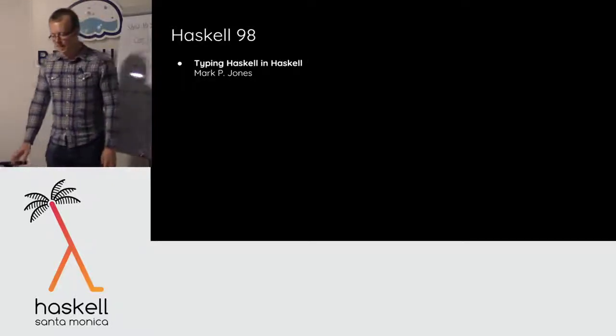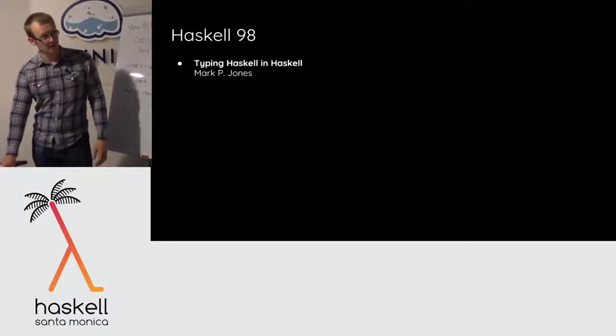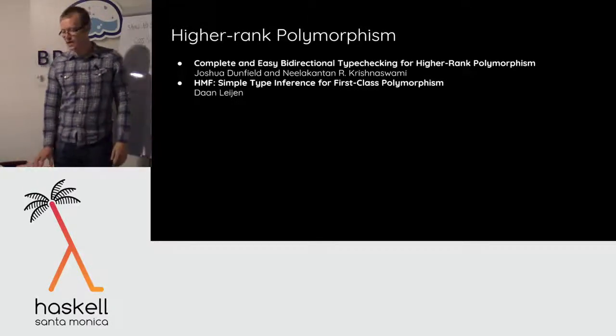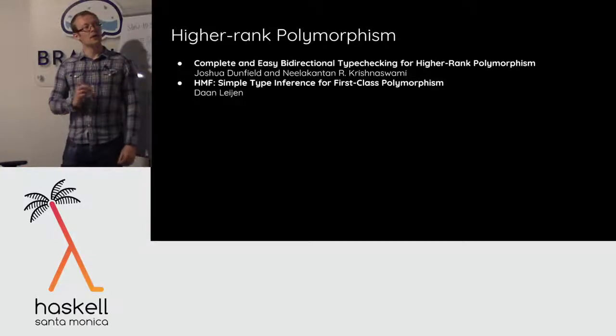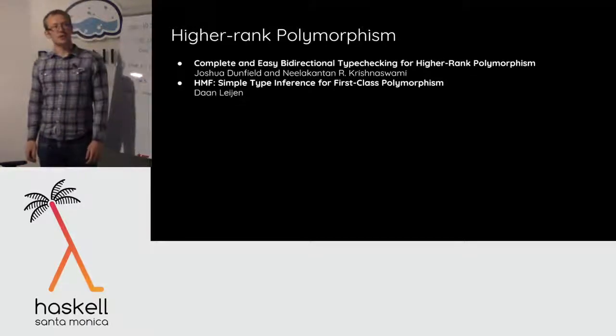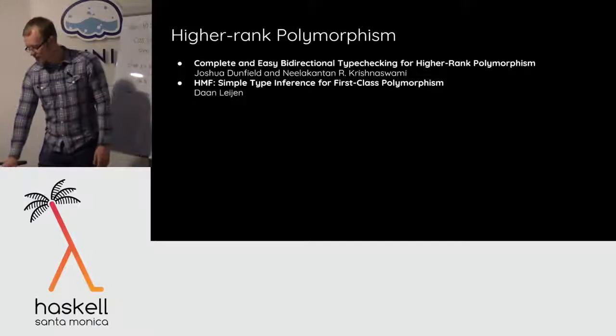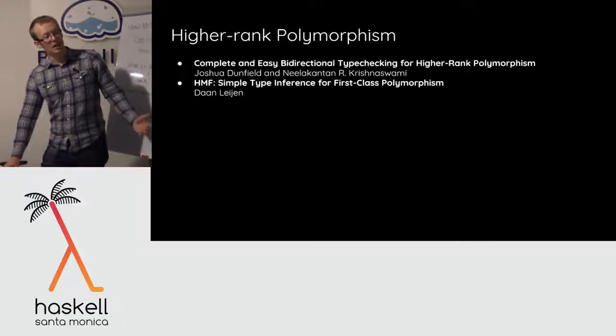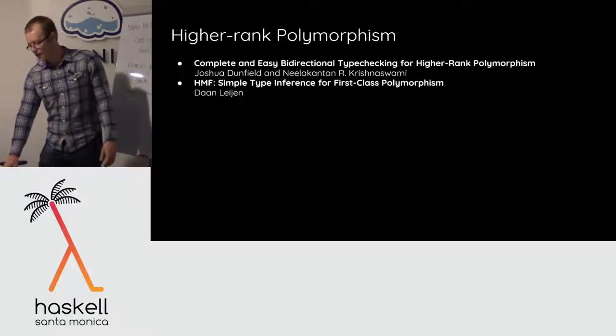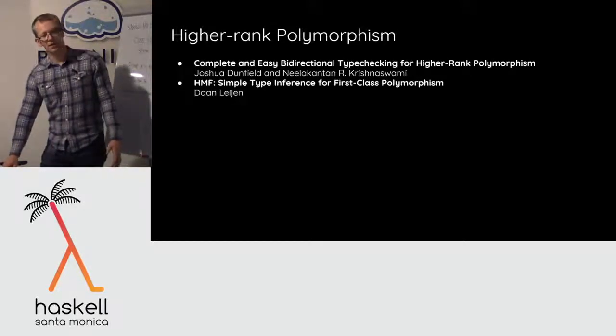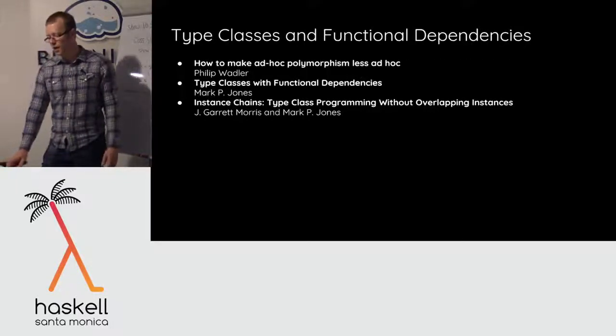I have some references if people are interested. My favorite paper for Haskell 98 inference is Typing Haskell in Haskell by Mark Jones, which is a very easy read. Very much recommend it. If you're interested in higher rank polymorphism, there's a paper called Complete and Easy Bidirectional Type Checking for Higher Rank Polymorphism, which is excellent. I took a lot of cues from that, and the HMF paper is also great, but it's not quite as close to what I talked about, although it does talk about columnization.